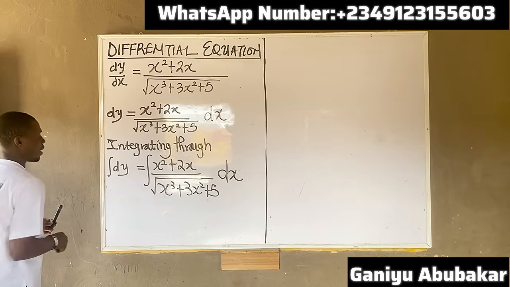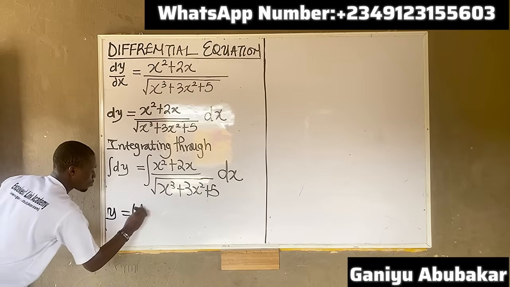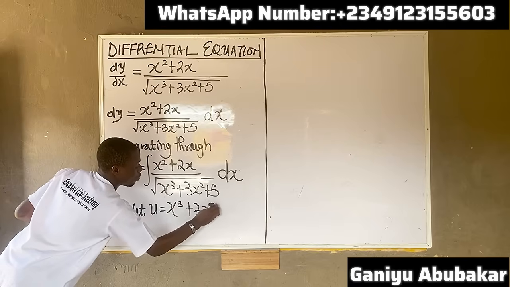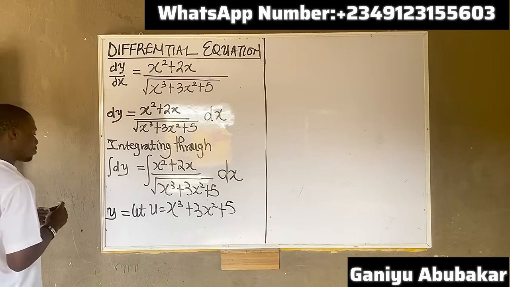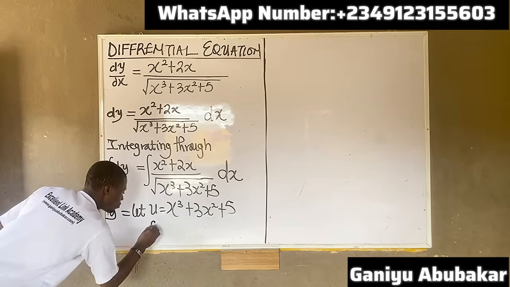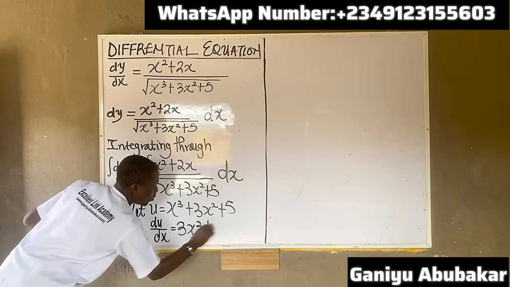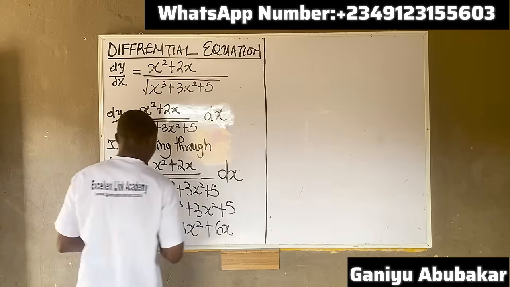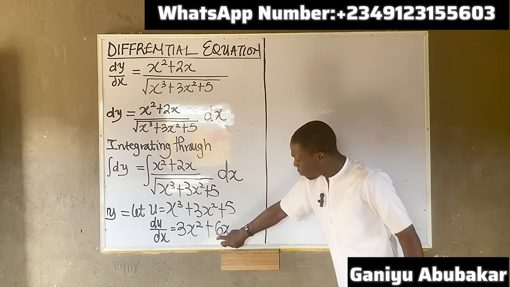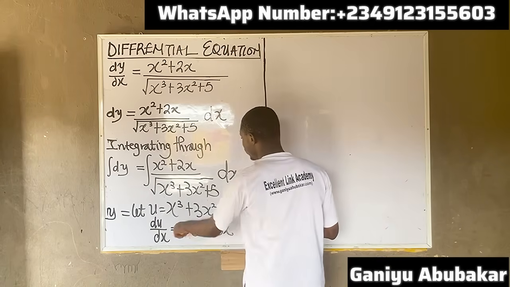So if I integrate dy, I'll have y equal to, if I integrate this one, what do you get here? So let u be equal to x cubed plus 3x squared plus 5. Let u be this. Differentiate u with respect to x. That gives you du over dx is equal to 3x squared plus 6x. All right, I have this here. du dx gives you 3x squared plus 6x from integration. From here, I can factorize out 3 and x.